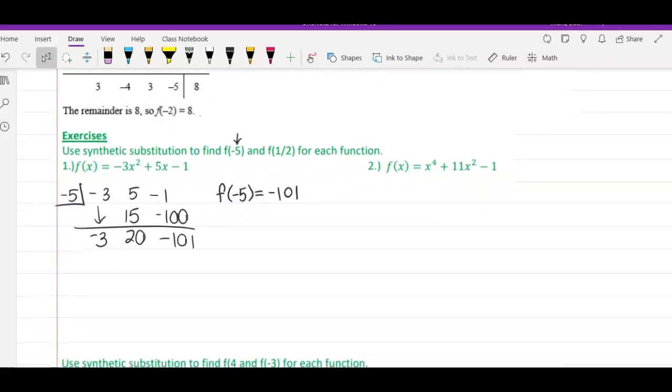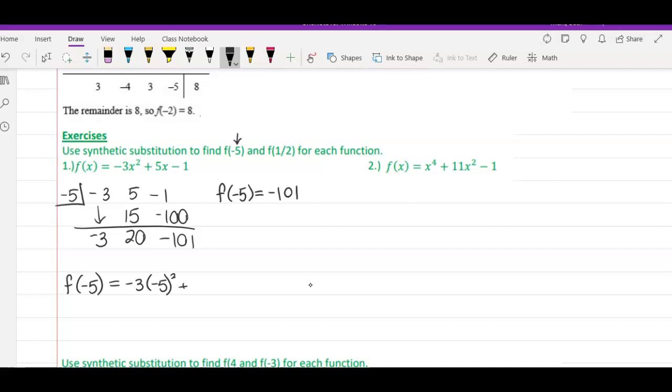That was pretty fast. If I had to do it the other way, f of -5, I'll do it with direct substitution. -3 times -5 squared plus 5 times -5 minus 1. This gives me -75 minus 25 minus 1, which gives me -101. So you can see that it's another nice method for computing these numbers, especially when you have fractions. Let's try it with a fraction.